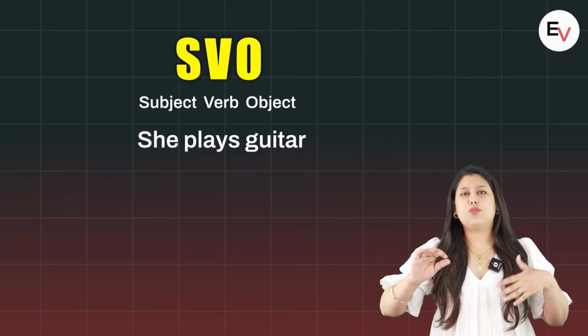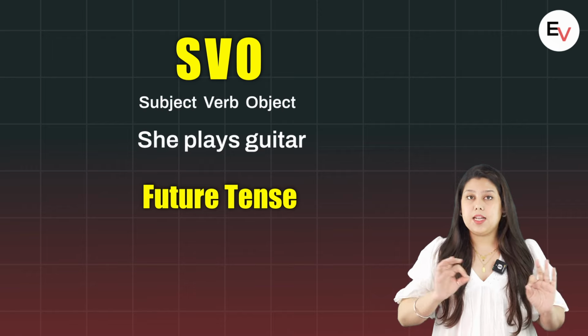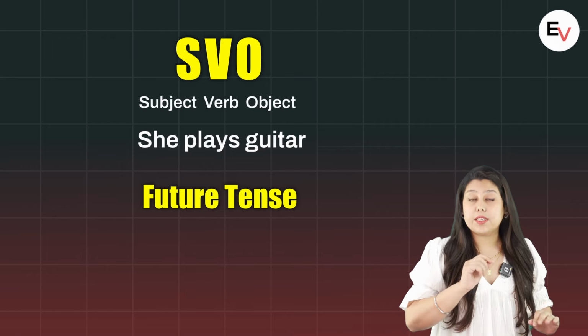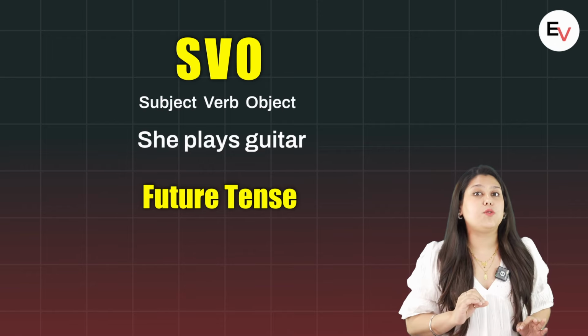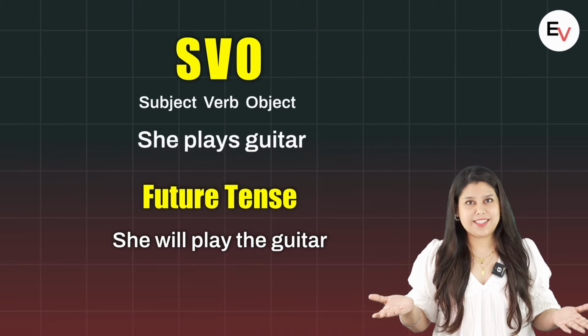Now if I have to translate or convert the same sentence to future tense, then the arrangement will be subject, future verb and object. She will play the guitar. Easy, isn't it? And this is just one pattern. There are so many patterns, there are so many methods and tricks and hacks that you can use to improve yourself. Just identify your weak areas and work on them accordingly and improve.